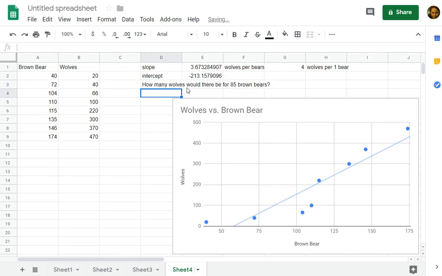So how do I do this? I'm going to start with an equal sign. I take my slope. That's the number of wolves for every 1 bear, and I multiply by my 85 bears. Okay, so that's how many wolves I should increase for my 85 bears. But I need to use this intercept as sort of a weird starting value that doesn't make a whole lot of sense, just to make sure the number turns out right. And I get about 99 wolves for those 85 bears. And that's my prediction.